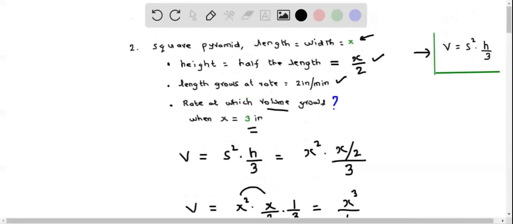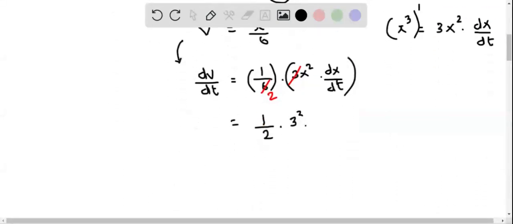And we are also given the dx over dt. So this information basically represents dx over dt. That is the rate of change of length, which is growing at a rate of 2 inches per minute. So we can consider dx over dt equals 2. So let me plug in 2 for dx over dt. We see that this 2 and this 2 gets cancelled. That is the volume changes at a rate of, I'm sorry, it is 3 squared is 9.